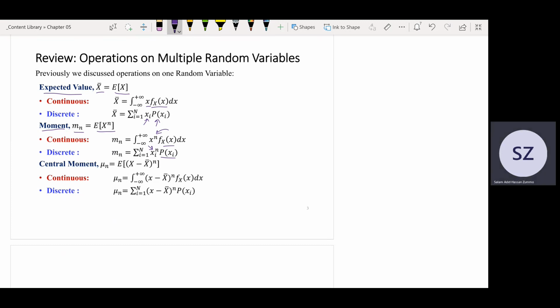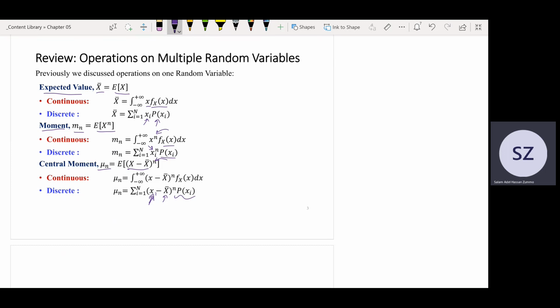Then we talked about central moments. We gave them the notation mu sub n, and it was basically the expected value of x minus x bar, minus the average, to the power n. And hence it's central. Every time you are comparing the value of xi with the mean, and this gives you a certain value. You raise it to the power n, multiplied by a weight of the probability.